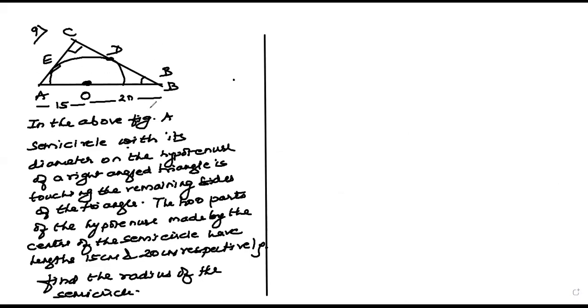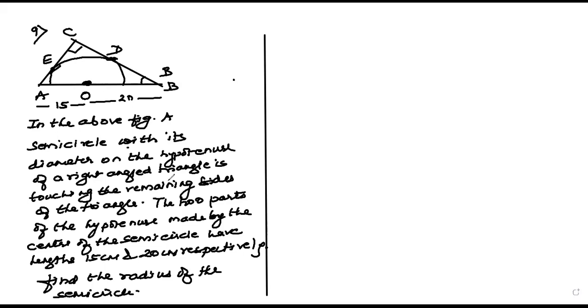Now, in the above figure, a semicircle with its diameter on the hypotenuse. You can see a semicircle, children. Doesn't look like it, but I tried my level best. A semicircle with its diameter on the hypotenuse is seen touching the remaining two sides. Do you see? A right angle triangle, a semicircle, the semicircle's diameter is on the hypotenuse, and this semicircle is touching the other two sides of the triangle, okay?